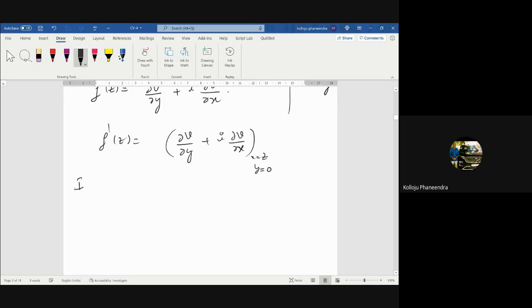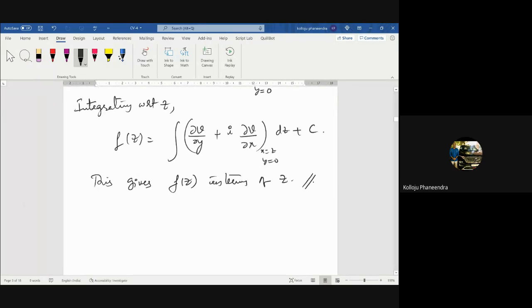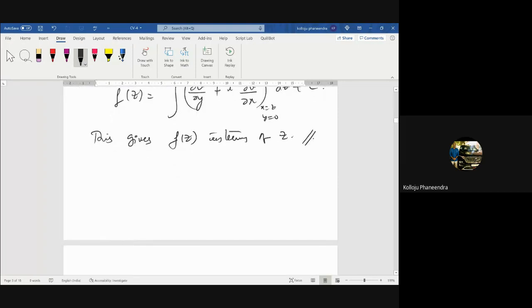Okay. Now integrating with respect to z, then what we have? F of z equal to integral of dou v by dou y plus i into dou v by dou x, at x equal to z, y equal to 0, dz plus c. This gives f of z in terms of z. This is the Milne Thomson method. Whether either u is known or v is known, that is how to find the analytic function f of z.